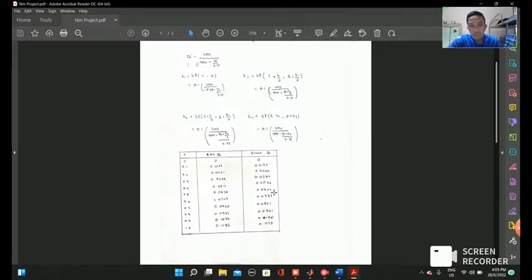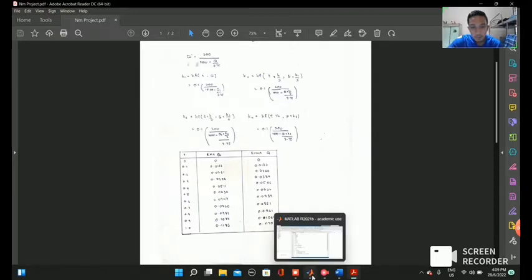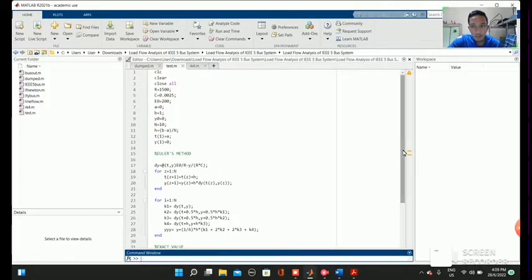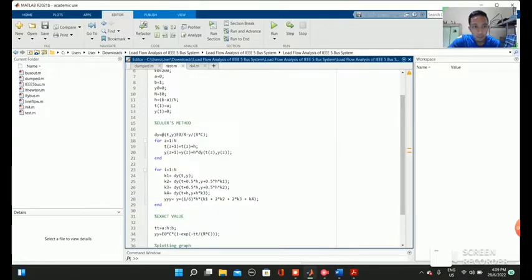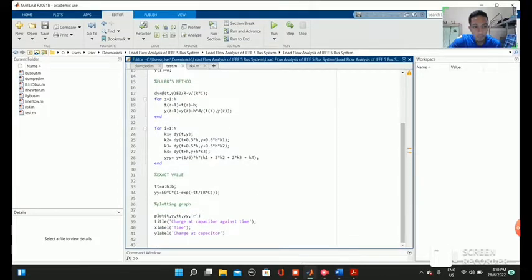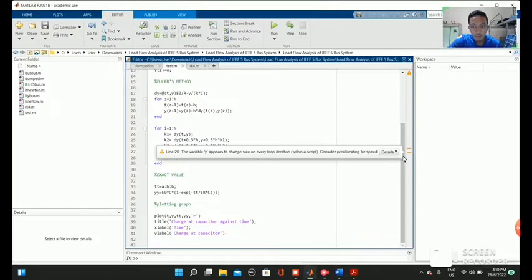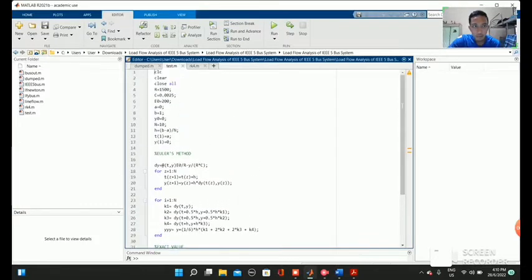Then we try to simulate the Euler method and RK4 to make sure the answer is right. And then we go to MATLAB. This is the coding in MATLAB for the Euler method and RK4, and this is the exact value. So we have done the coding, and then we run.